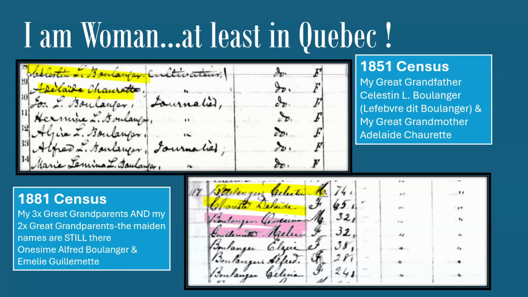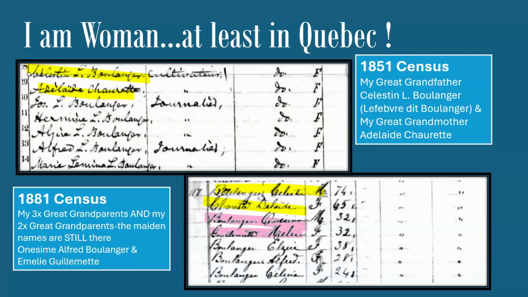But they did not use their husband's name. They kept their own maiden names. So if you're looking for Boulanger, or any French name, in those early censuses, you're probably not going to find them. You need to be aware that the name listed is her maiden name. In the 1881 census, we have Boulanger, Celestin, and then Adelaide Charette, still at 65 years of age, still using her maiden name.